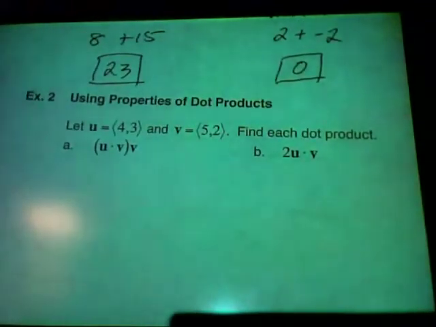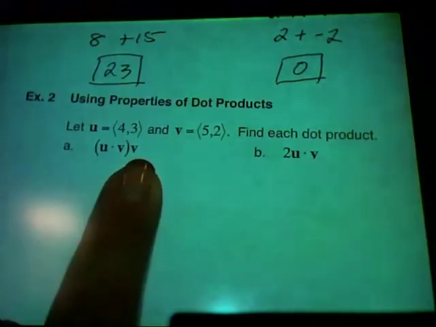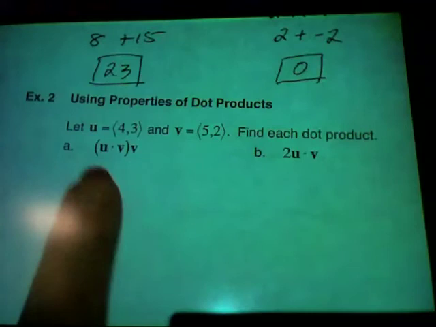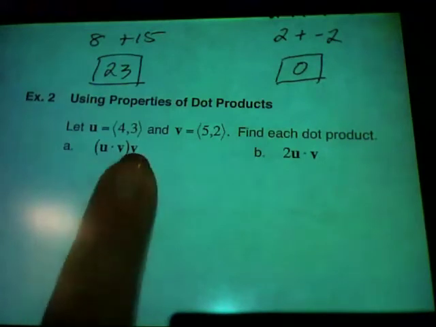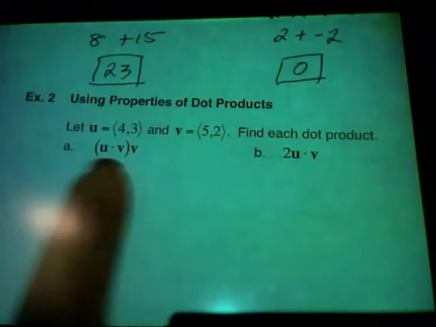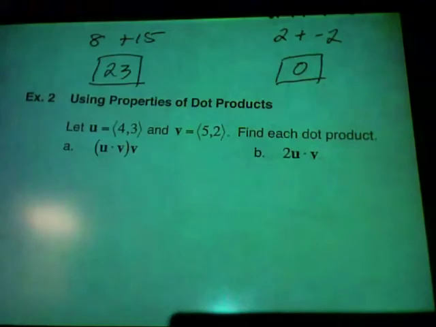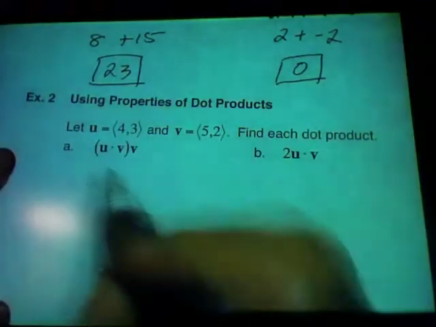All right, so then let's look at some properties here. They've got vector u is 4, 3, and vector v is 5, 2. And so we've got a dot product here times another vector. Some of you, if you want to, can multiply those two together first, and then times the v again, or you can multiply v times itself, and then multiply it by u. So it could be done either way. It doesn't matter. So I'm just going to do what they've asked. I'm going to take u times v.